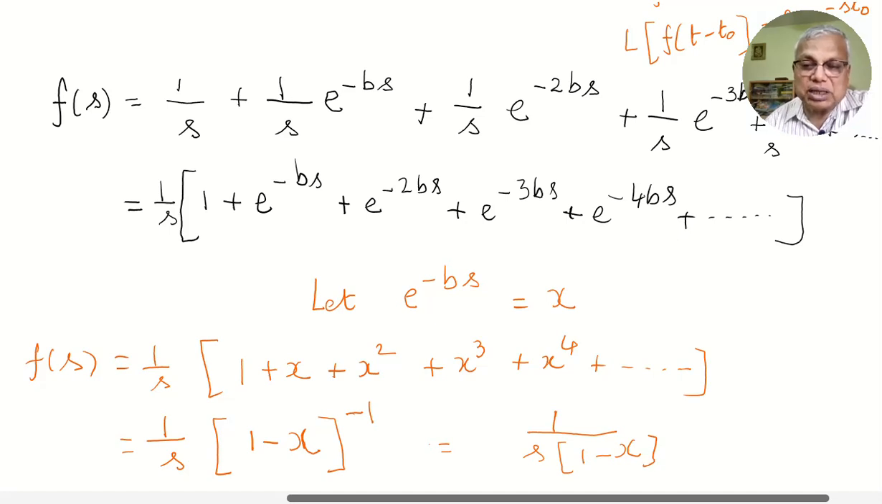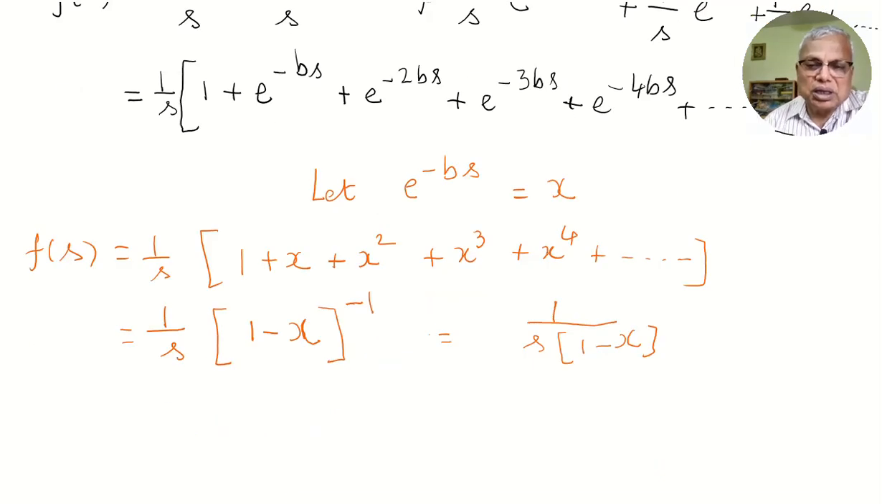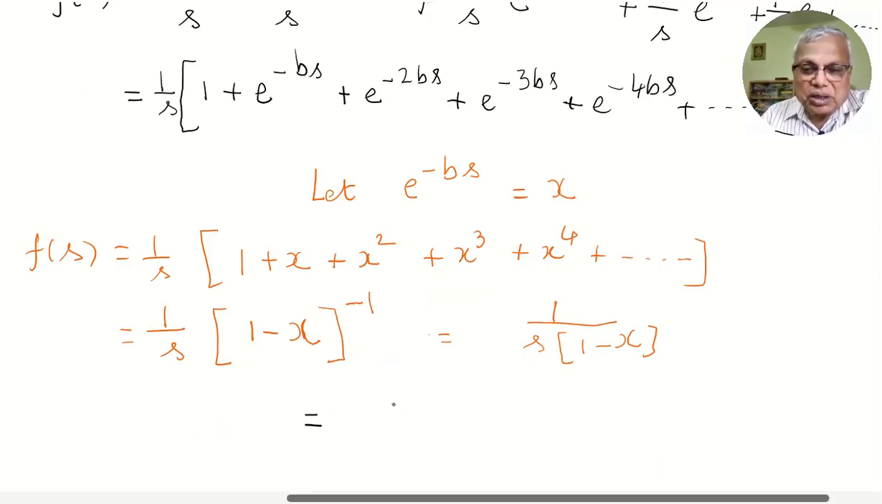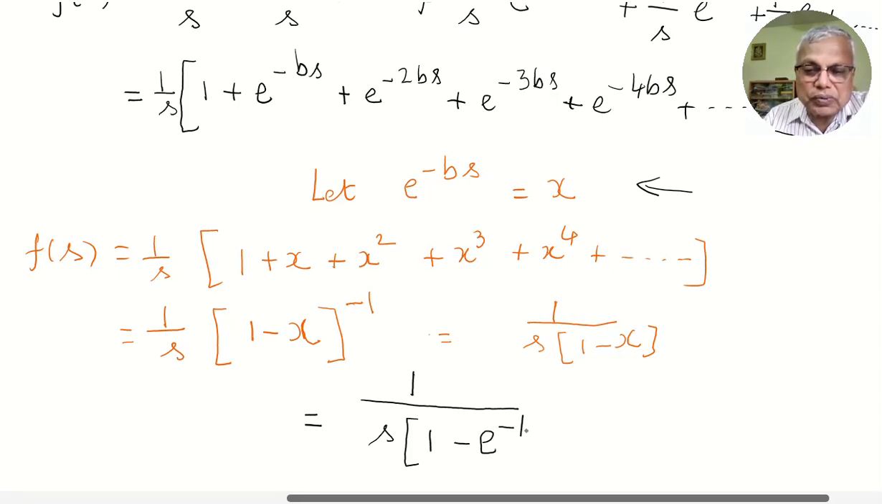Now let me substitute back the value of x. What is x? The value of x is e power minus bs. So it's going to be 1 by s into 1 minus e power minus bs. So this is the answer.